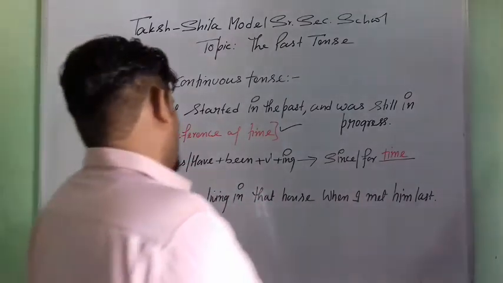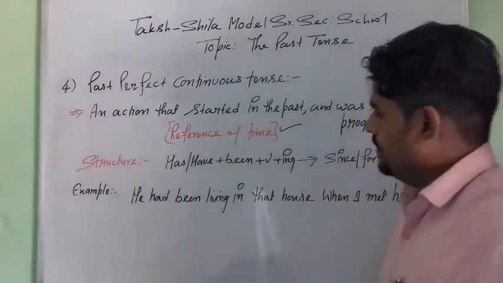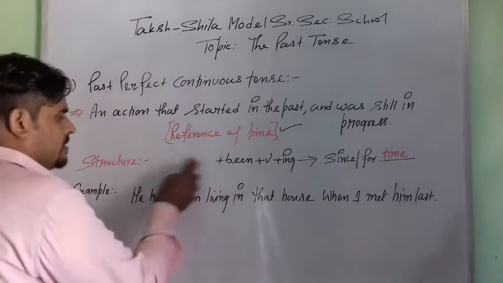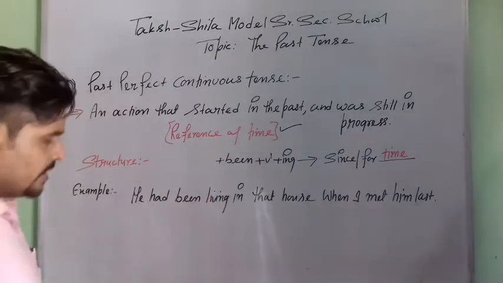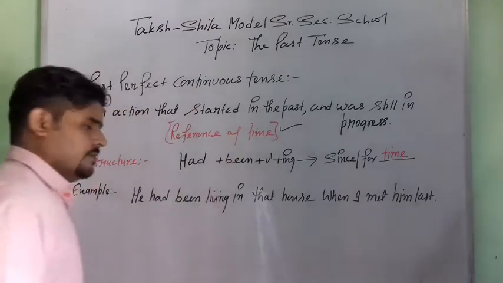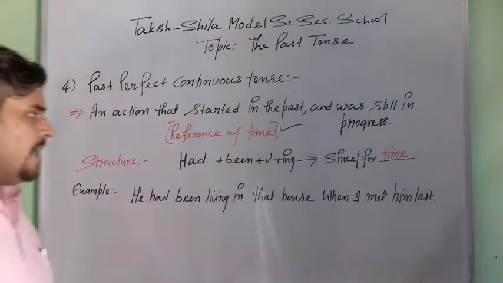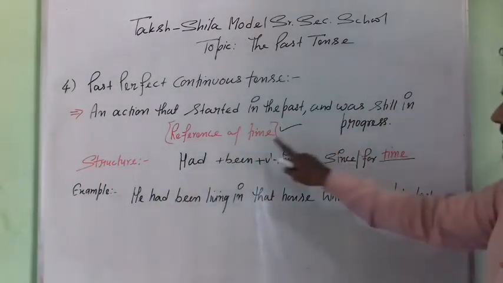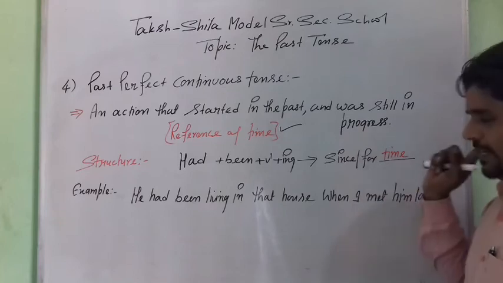Structure says has or have, we use what? In place of has or have, we use what? We use had, right? Has have is used for which tense? For present tense. So here we use had. What do we use? Had, right? So had been plus V1 ing, and before the time which is given we use either since or for, right?